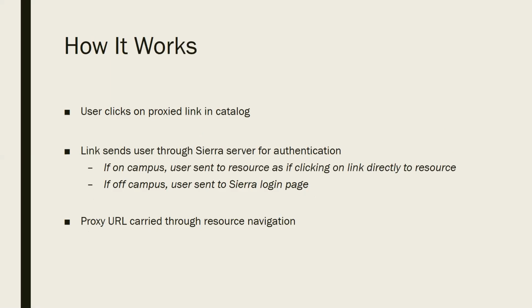But if they are outside of the IP range that is included as one of your on-campus IPs, then they are sent to a login page, and we use the CAS login page from Innovative. And the proxy URL actually is carried out through the resource. Once the user enters with this proxied URL, that address continues throughout the site that they've navigated to.